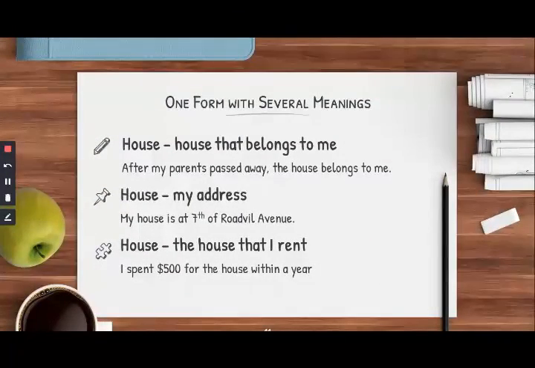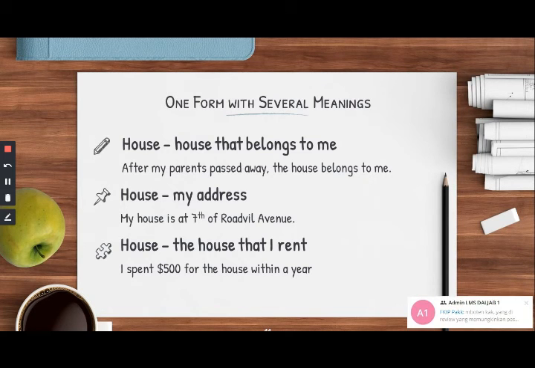Well, this is going to be another level of discussion. Okay, kita coba memberikan contoh nyata di mana form dan meaning itu sangat berkaitan. And in this case, we have one form with several meanings. Okay, kita punya satu contoh kata "house." House bisa diartikan menjadi tiga makna situ. The first one is house that belongs to me. Jadi rumah yang saya miliki. For example, after my parents pass away, the house belongs to me. Alright, itu sudah jelas. Setelah orang tua saya meninggal, rumah itu menjadi milik saya.